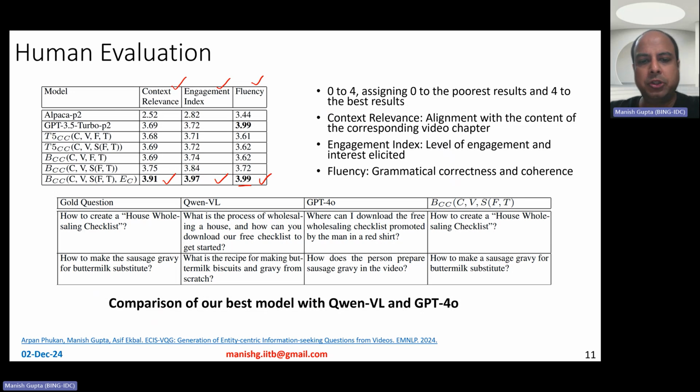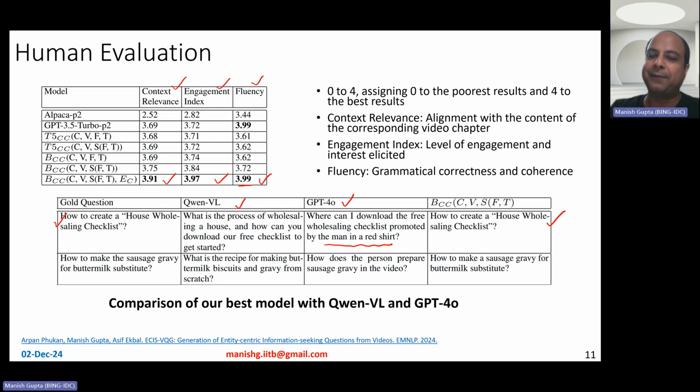So here is an example to show how our best model compares with these prompt engineering based models, Qwen and GPT-4. Okay. So the gold question is how to create a house wholesaling checklist, and our model really generates that. But what is interesting to note is that GPT-4o basically generates things like promoted by the man in a red shirt. Now that's really bad.